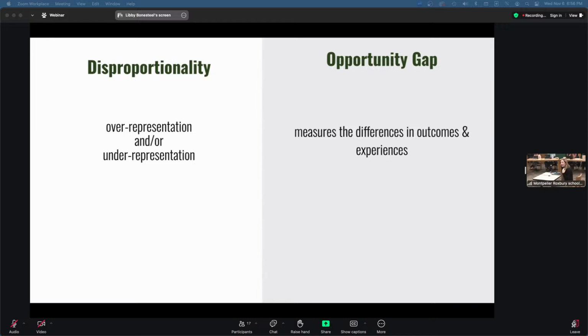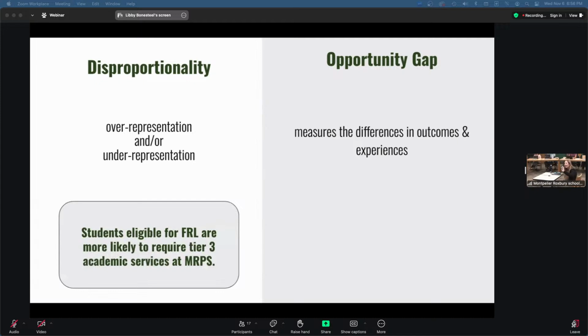So on the left side, we're thinking about disproportionality. As a reminder, that's the over- or underrepresentation of students of a particular identity or demographic. So Libby, if you click one more time, again, love the animations, thank you. That looks like, for example, students eligible for free and reduced lunch are more likely to require tier 3 academic services here at MRPS. So we know that because of our systems, students who are on free and reduced lunch are less likely to be at grade-level proficiency and therefore overrepresented in the students accessing tier 3 services. That's one example of disproportionality and how we can use it to see the impacts of our system, and how we tune and shift it to make sure that whether you are a student with free and reduced lunch or not, you are reaching academic proficiency based on our system.